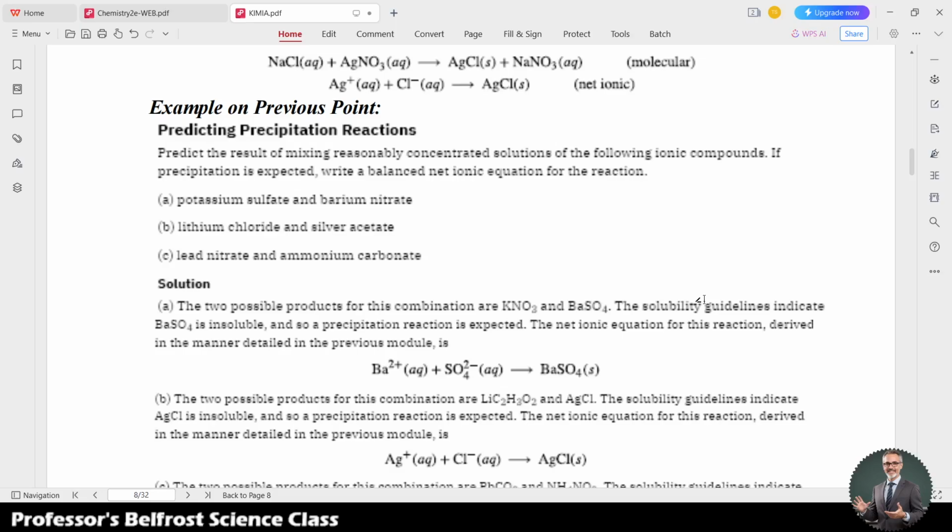And the net ionic equation for this reaction can be derived as shown, which is for the BaSO4 itself: Ba2+ plus SO4 2- results in BaSO4.